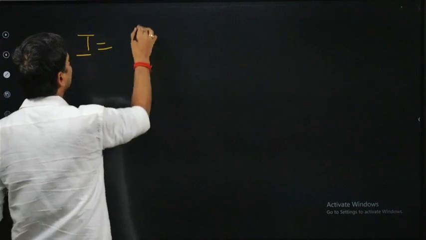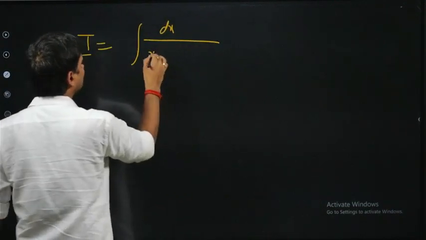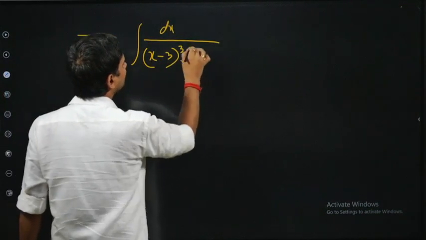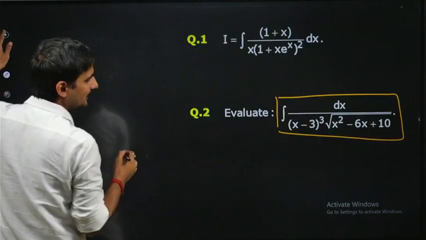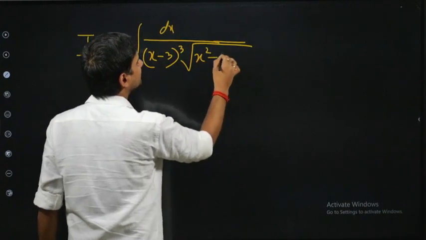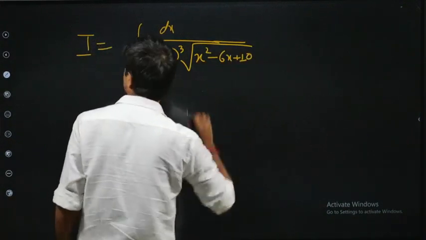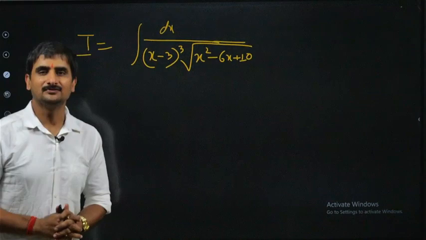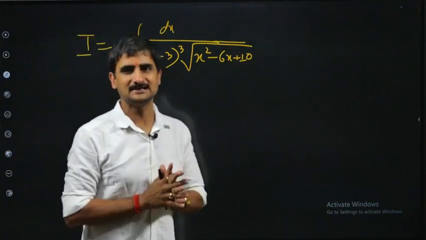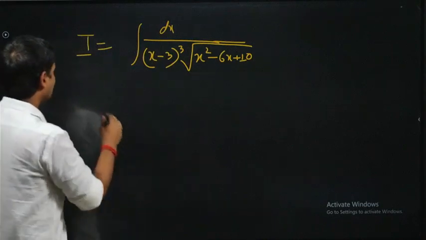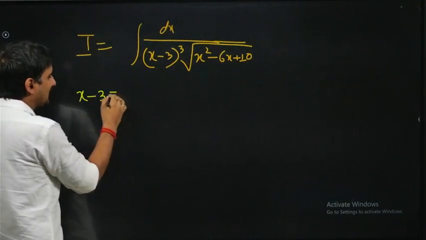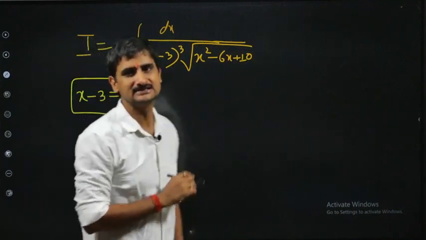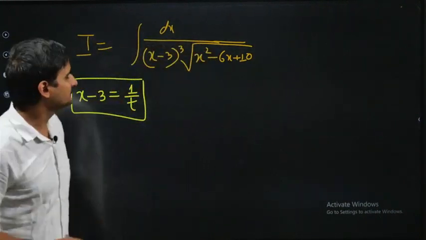The integral is dx over (x minus 3) whole cube into square root of x square minus 6x plus 10. Now, the first step, according to me, again I will repeat, is to replace x minus 3 by 1 by t. So that's the first step I will suggest here, bachcho.